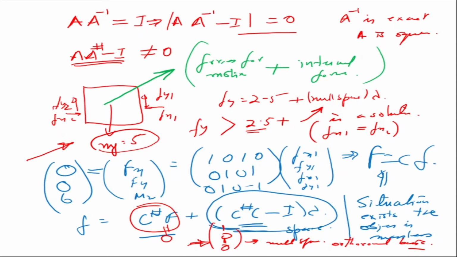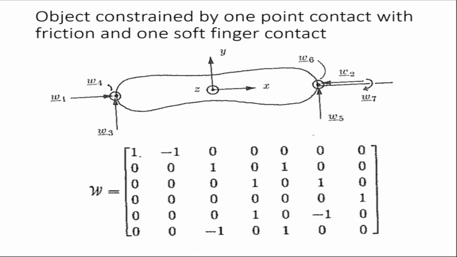Now let's look at an example here. This is an object constrained by one point contact with friction and one soft finger contact. How do we solve such problems? Let's say two fingers, in which there is one point contact with friction, so there is mu, and there is one soft finger contact. What are the constraints that are there? What are the twists and what are the wrenches that are being applied?